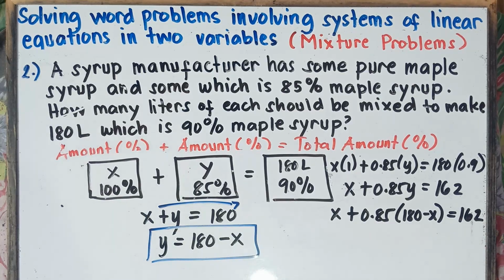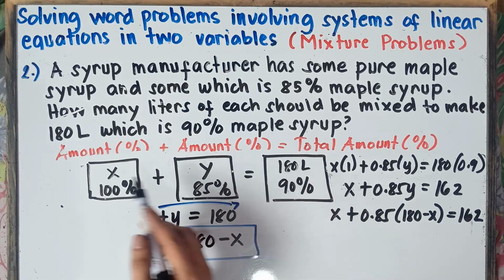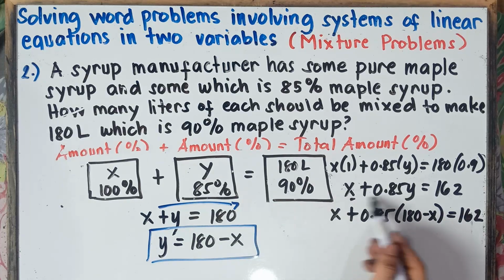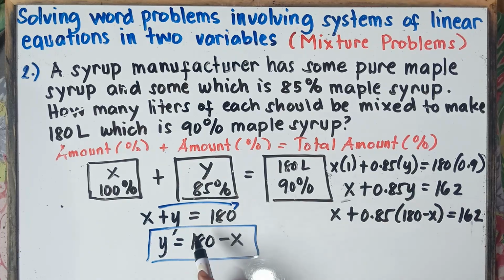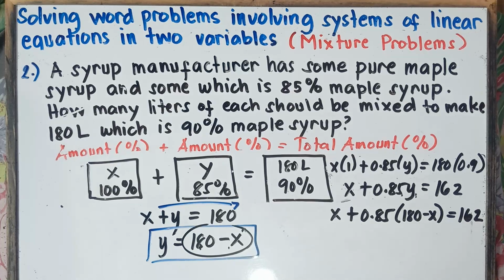Once again, class, x plus y, the number of liters, the total, is 180. So therefore, x plus y is equal to 180. Now, since we cannot combine x and y, we need to get the value of y. And the value of y, simply transpose x, would be 180 minus x. Simply substitute the value of y in this given equation. So 0.85 multiplied by y, the value of y, that would be 180 minus x.